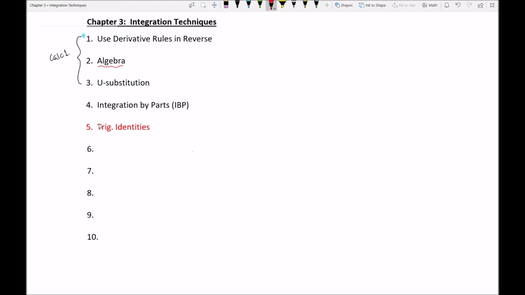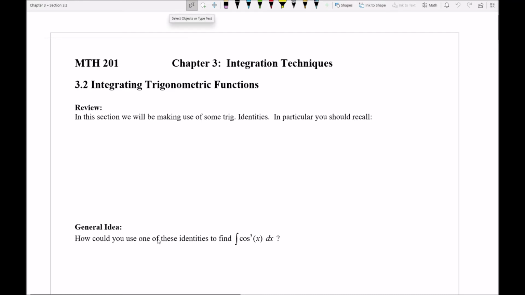We'll see that a lot of times, after we do some trig identities, or sometimes before, it might be important to use some algebra. But we're going to start by looking at what trig identities we really need to be aware of to complete the types of questions in this section. If we take a look at the notes, you'll see right at the top I have a review, and this is where I'm going to be writing down these different trig identities.